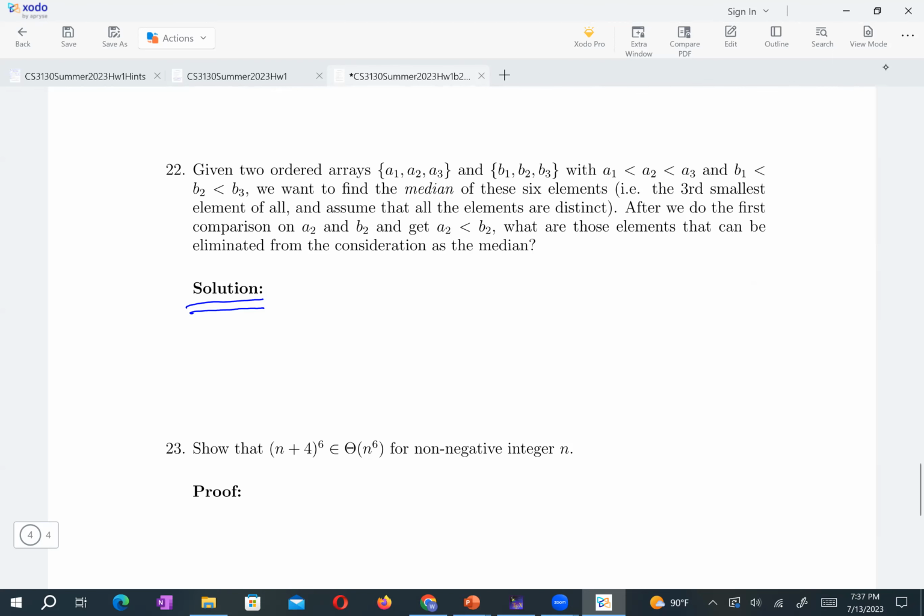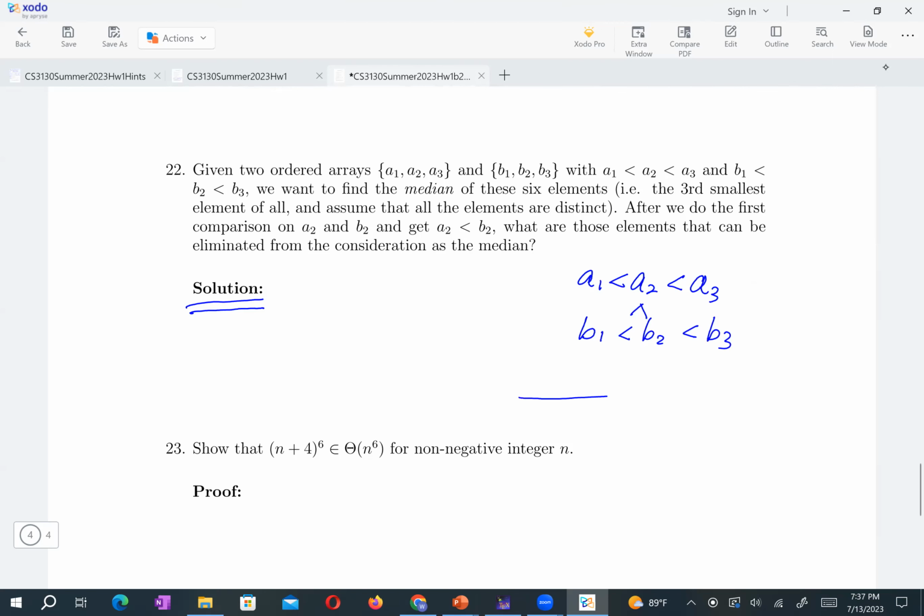All right, so here, A1 less than A2 less than A3, and B1 less than B2 less than B3. Also, we know A2 less than B2. Now, the third smallest. So now we need to use some idea I talked about before, all right? The median, third smallest.